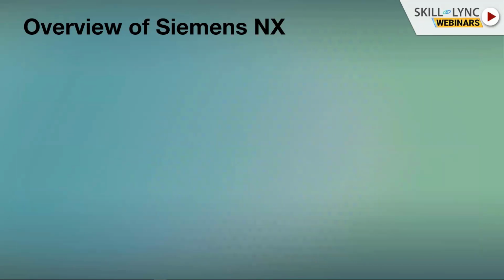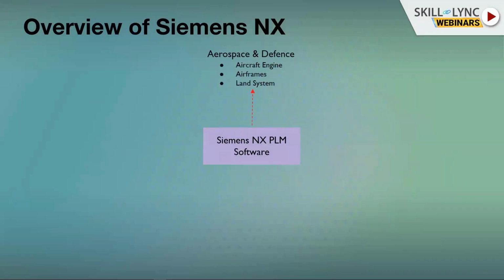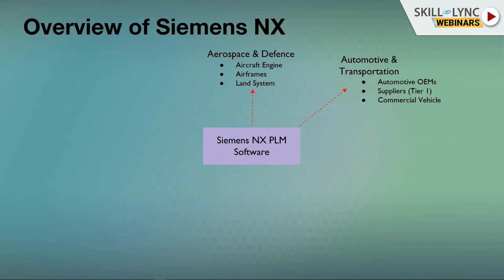I'll brief you about which industries are using Siemens NX. It is used by aerospace and defense in creating aircraft engines, airframes, and land systems. Then also used in automotive and transportation, like automotive OEMs. OEM meaning original equipment manufacturers, like the car makers. One example is Daimler. They also use Siemens NX in designing, and also suppliers like tier one suppliers, where they create a part and then they supply those parts to the automotive OEMs. So these are called tier one suppliers.